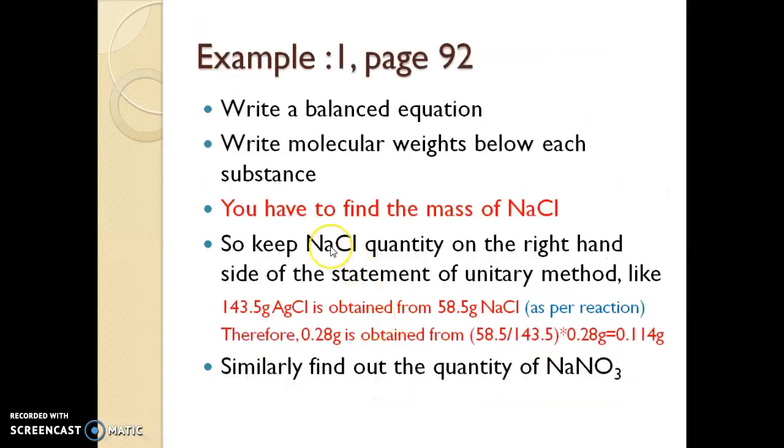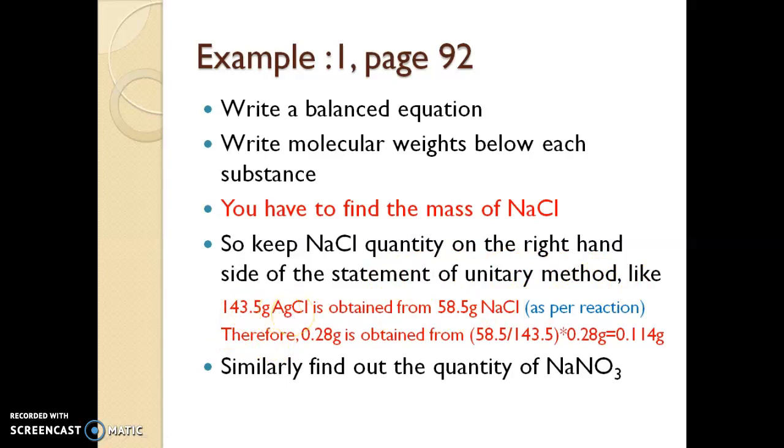Now go to Selina Concise Chemistry, page 92, example 1. First you write the balanced equation between sodium chloride and silver nitrate. Then write the molecular weights below each substance. Now the question is to find out the mass of NaCl. So keep the NaCl quantity on the right hand side of the statement of unitary method. Like I have shown you, this 143 gram of silver chloride.